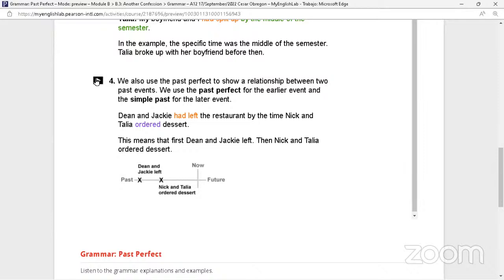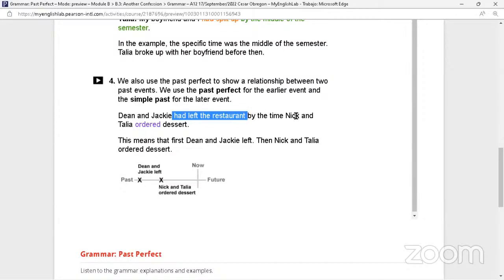Okay, let's read again. We also use the past perfect to show a relationship between two past events. We use the past perfect for the earlier event and the simple past for the later. Okay, past perfect for the earlier event, el más temprano, y the simple past para el que ocurrió después. Ejemplo, Dean and Jackie had left the restaurant. Ese es el past perfect. Eso significa que es lo primerito.